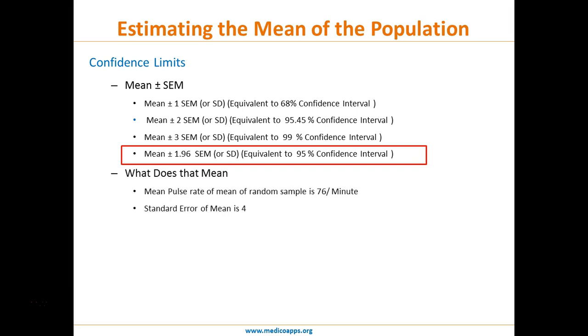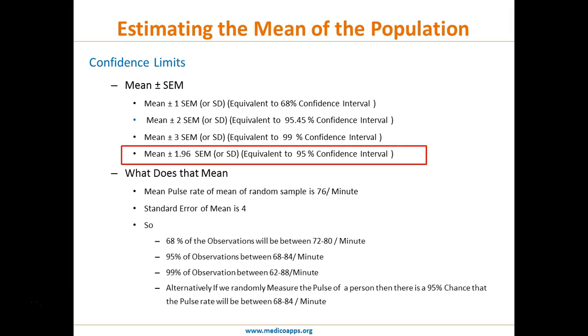Let's say that the mean pulse rate of a random sample population is 76 per minute. So you go out, pick a random population, and take the mean of the sample. You pick 5 or 10 people or whatever, and you measure their pulse rate, and it comes to 76 per minute. The standard error of mean, your calculation, is 4.